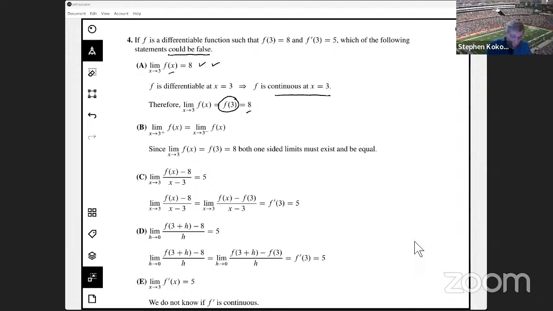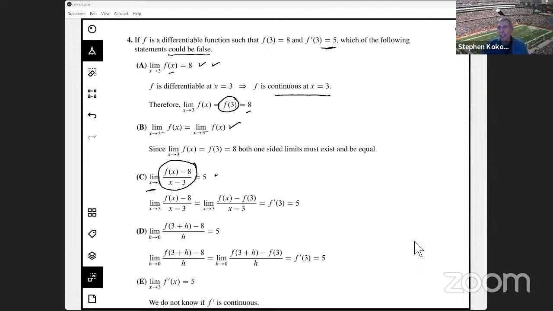Well, if the overall limit is 8, then the two one-sided limits at x equals 3 have to be equal, and indeed have to be equal to 8. And this is a really nice way to sort of end tonight, Curtis, because we've come full circle. Look at this expression. That's a difference quotient with that limit out there. This is actually the definition of a derivative, the derivative of that function at 3. And we know that value, it's given to us. So that has to be 5.